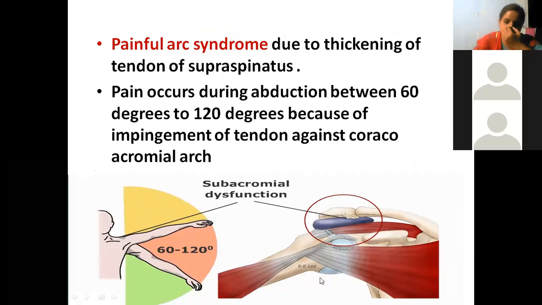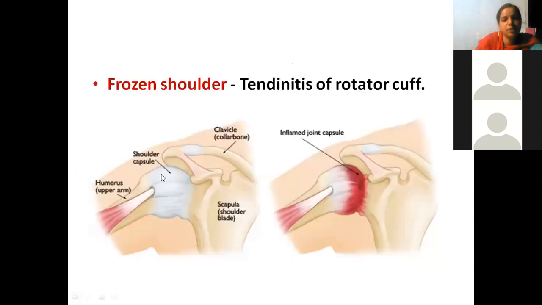See here, what happens in painful arc syndrome is the person will not be able to do abduction beyond 90 degrees. Pain occurs during abduction between 60 degrees and 120 degrees, because there is impingement of the supraspinatus tendon against the coracoacromial arch. See, this is the supraspinatus tendon and this is the coracoacromial arch. This gets trapped when the person is going beyond 60 to 120 degrees. So that condition is called painful arc syndrome.